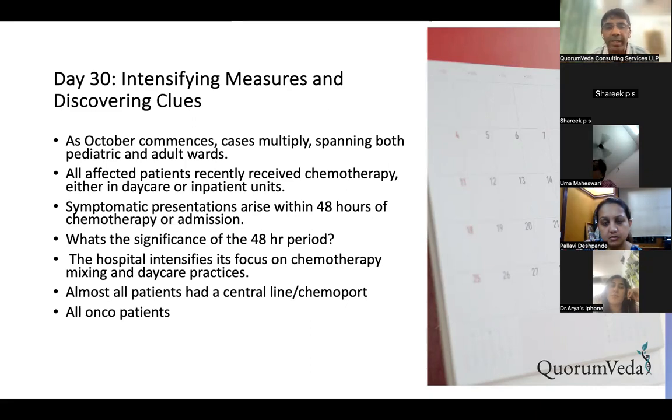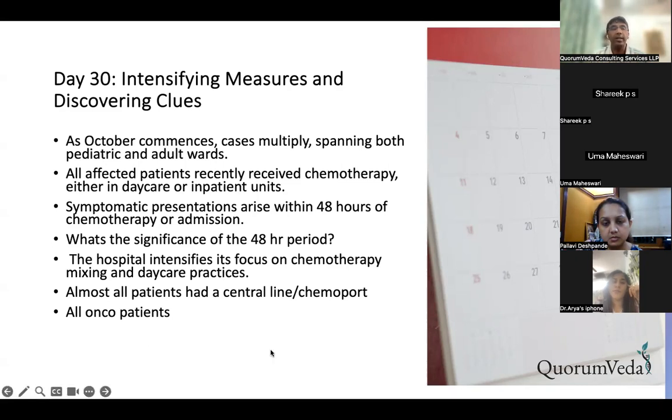Almost all patients had a central line or chemo port. All were onco patients, and the center had non-onco patients also. The center has an orthopedic area and a dialysis area, and a neurosurgical area, with non-onco patients. None of them had infection. Only onco patients. All of them had chemo, all of them had a line, and many of them had symptoms within 48 hours of chemo.